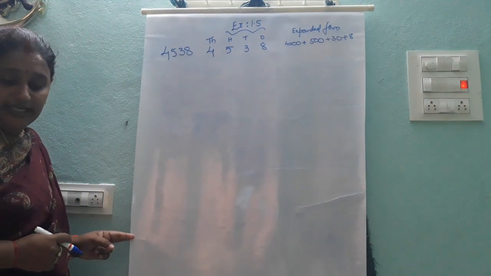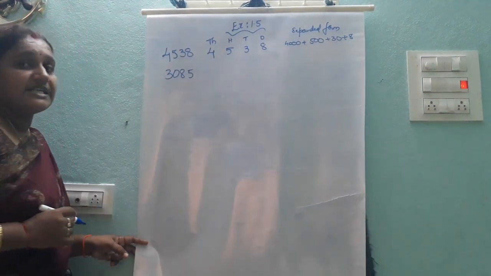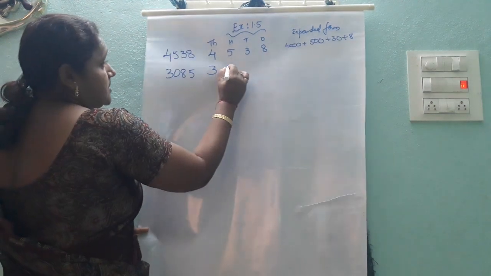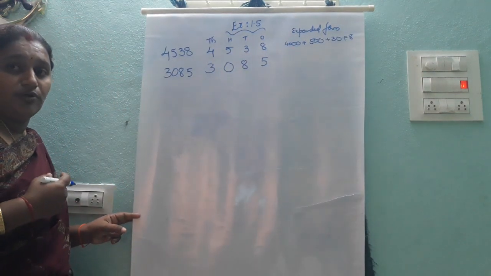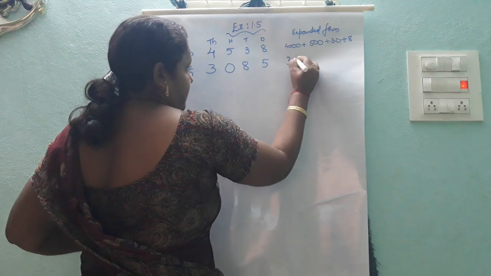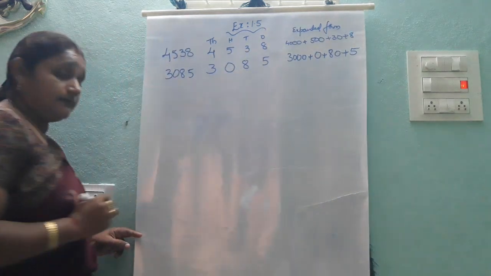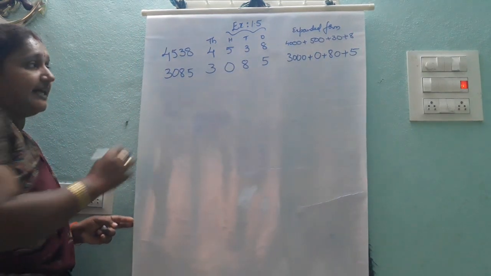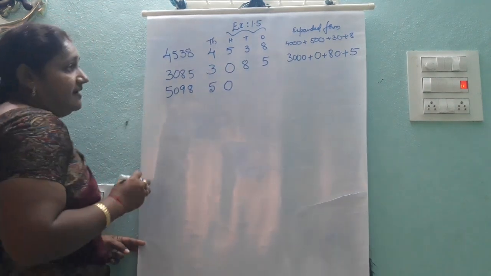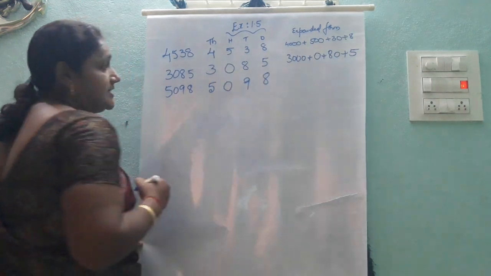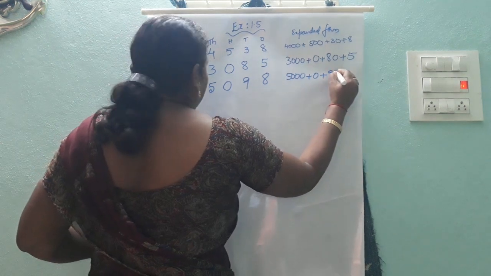See the second one, children. 3085. How many thousands are there in this? 3 thousands, 0 hundreds, 8 tens, 5 ones. Now you have to write the expanded notation of this number also. How will you write? 3 thousands, 0, 8 tens, 5 ones. Okay. See the next one, 5098. 5 thousands, 0 hundreds, 9 tens, 8 ones. So how will you write this? 5000 plus 0 plus 90 plus 8.